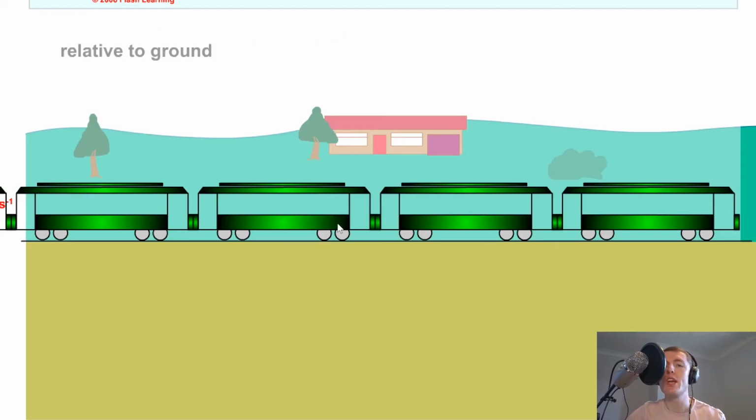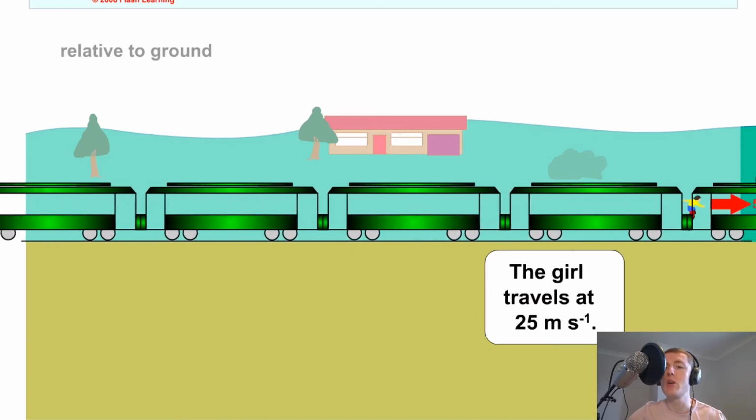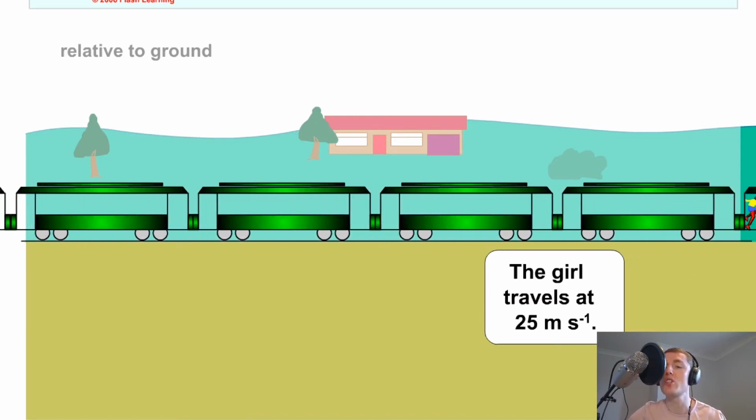So here we have a train, and we've got a girl that is going to be walking along the train. Let's say our observer is not on the train and is standing to the side. If I click play here, you'll see the train is moving at 20 meters per second, the girl moves at 5 meters per second along the train. So according to this observer, they're going to appear to be travelling at 25 meters per second.